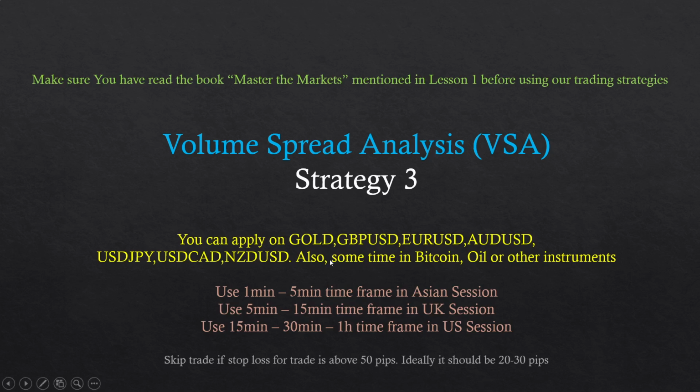You can apply this strategy on gold, GBP USD, Euro USD, AUD USD, USD JPY, USD CAD, New Zealand USD, and also sometimes in Bitcoin, oil, or other instruments. The chart time frame you use in Asian session is 1 minute and 5 minute. You use 15 minute and 5 minute in UK session, and you use 15 minute and 30 minute in one hourly session. Make sure your stop loss on a trade is 50 pips or below. If any trade has a stop loss above 50 pips, don't take the trade.